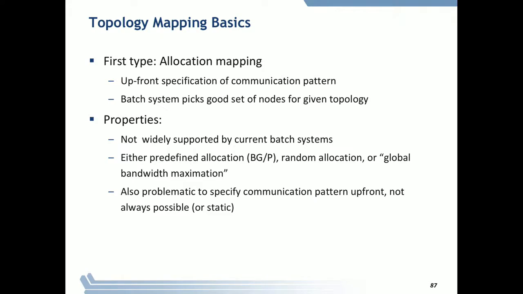So this portion is about topology, mapping, and neighborhood collectives. So the basic idea in topology mapping is the following. In your program, you have a bunch of processes that communicate with each other, and the nature of that communication, that is, who communicates with whom and how much, is a feature of your application, of the needs of your application.